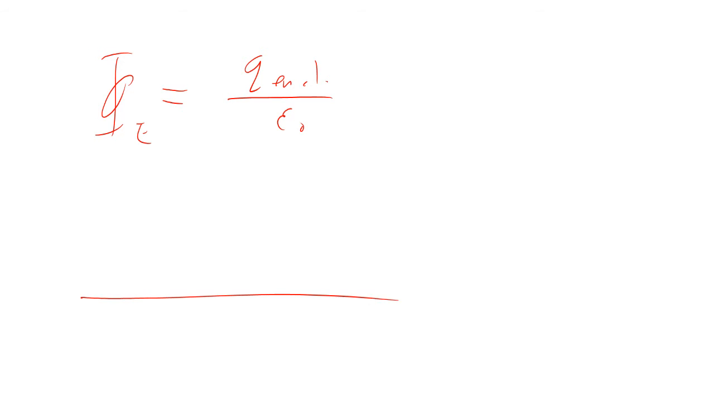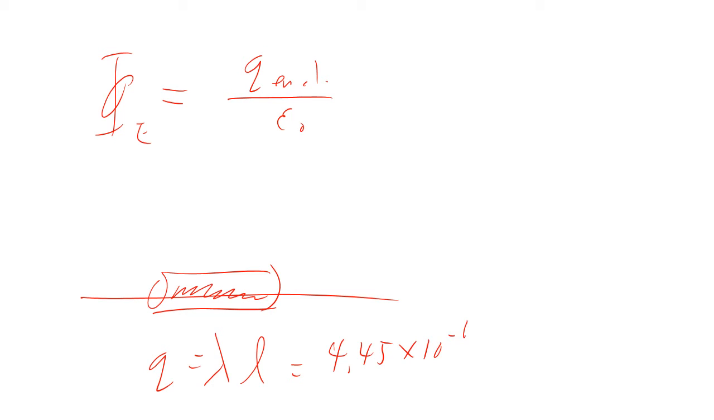Well, this is simple. We know that the total flux is the enclosed charge over epsilon naught. Well, how much is the enclosed charge? Well, the enclosed charge is the charge due to that part right there, and so the charge is going to be lambda times L.